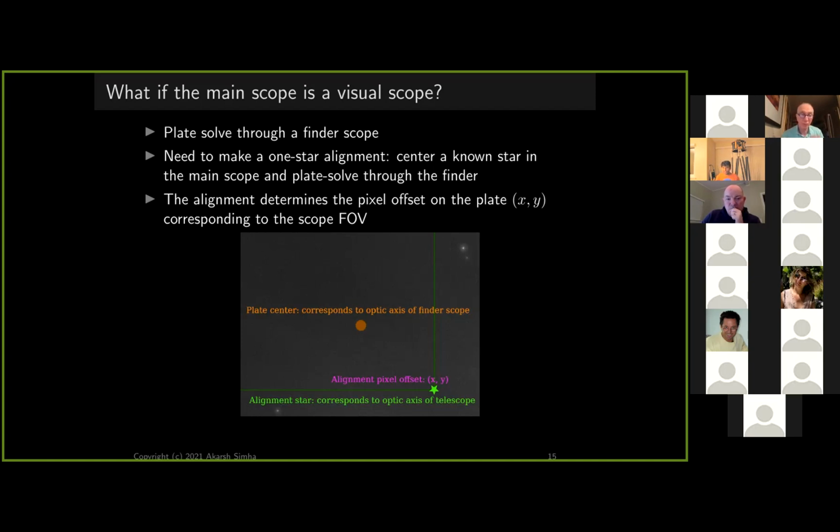So I have a one-star alignment process, which works as follows. I center a known star in the main telescope, and then I plate solve through the finder scope. The plate solving algorithm tells me, here are the center coordinates of my plate. This is the RA and Dec. But I know which star I have centered, so I know the actual RA and Dec of my main telescope. So I just compute, with the plate solution that I have found, what is the pixel offset on the plate, X, Y, corresponding to the star that is centered in the telescope. So here's a graphic that explains this.